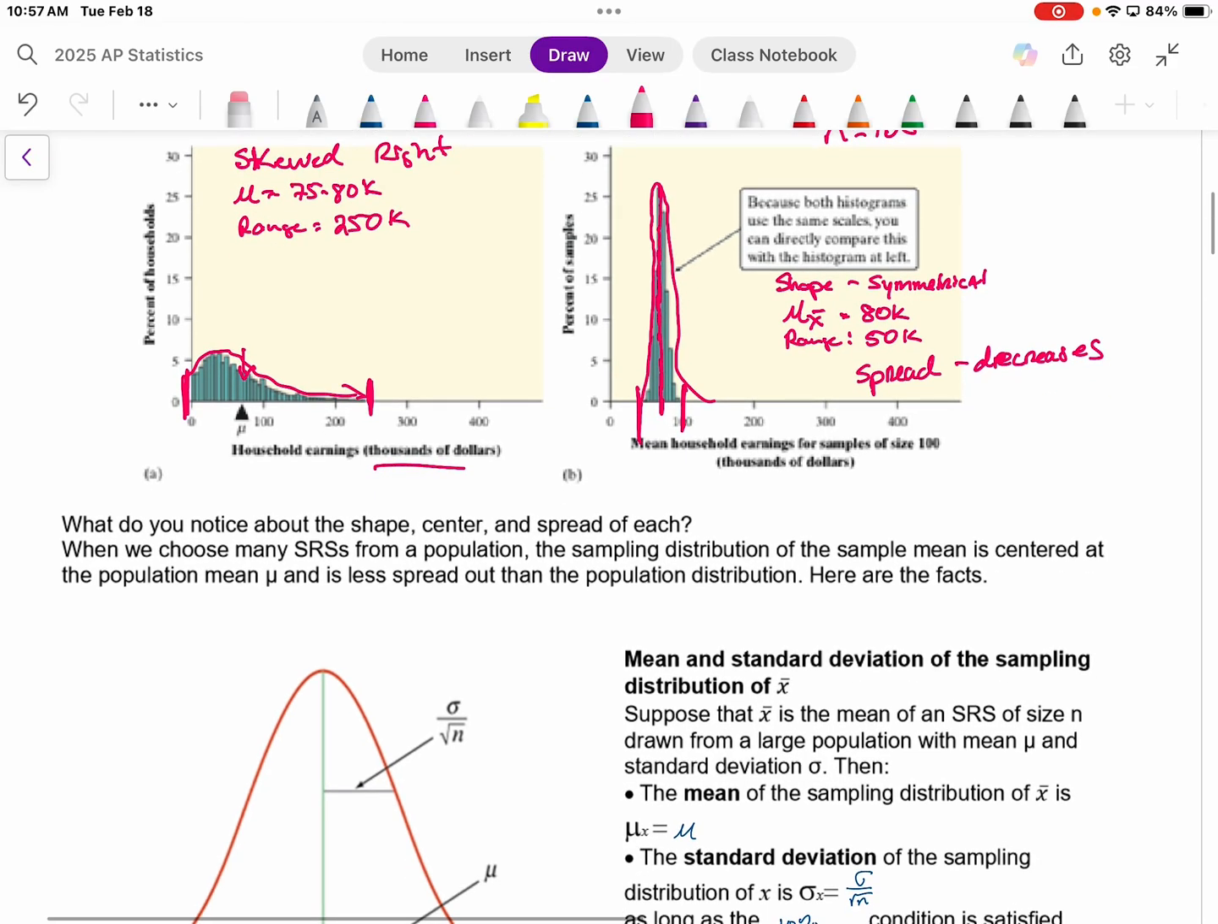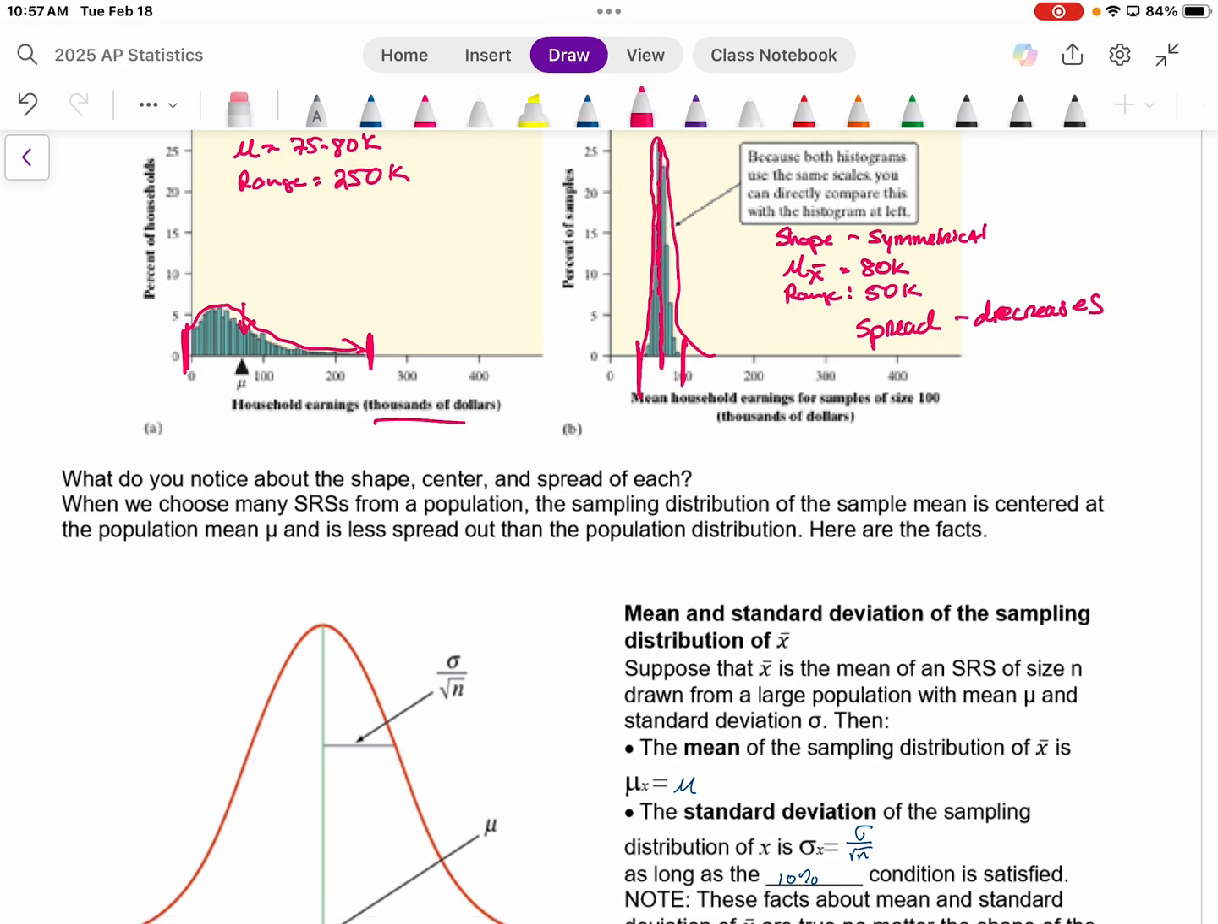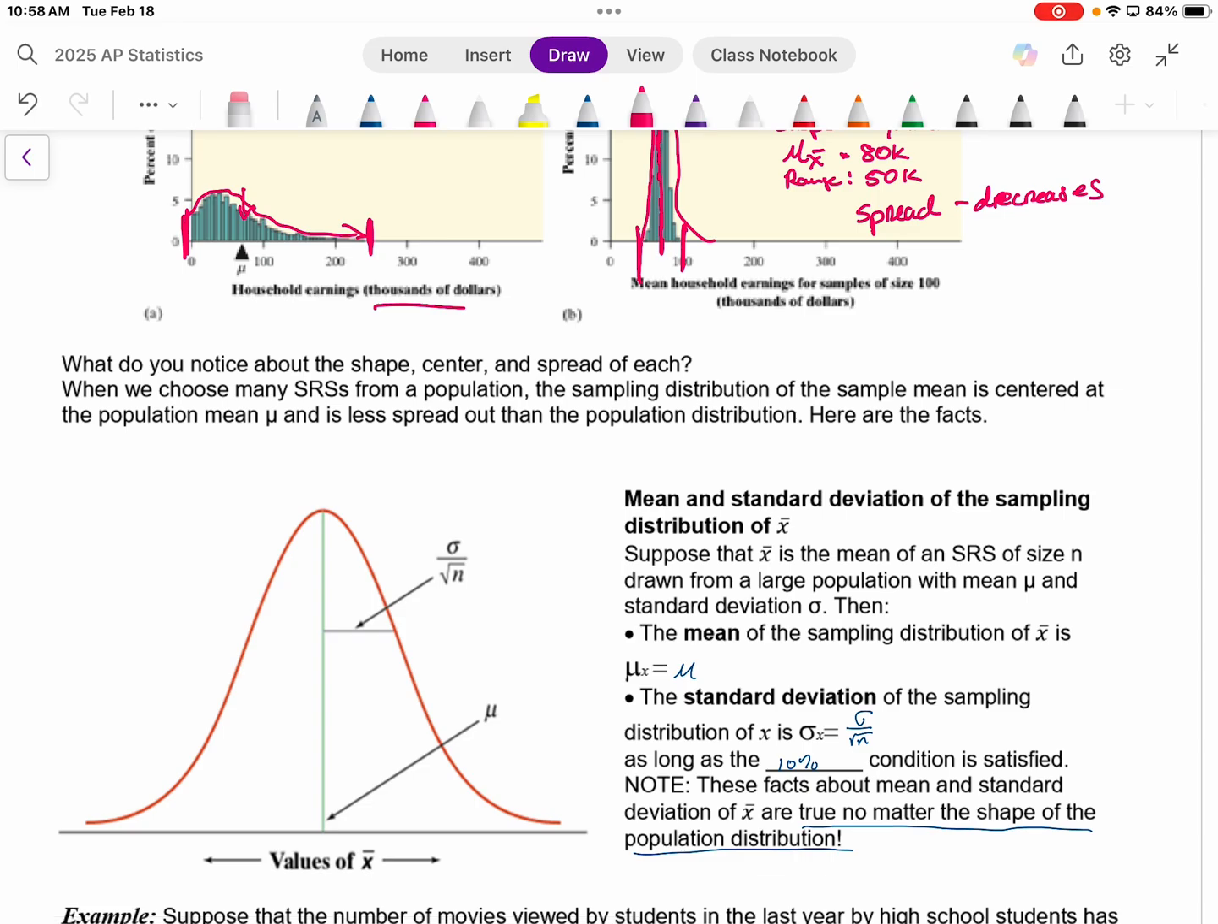All right, so some fundamental notes here. When we choose many simple random samples from a population, the sampling distribution of the sample mean is centered at the population mean mu, and is less spread out than the population distribution. Again, here are some of our facts. The mean and standard deviation of the sampling distribution of X bar: if mu is the dead center, then the mean of our sampling distribution, mu X bar, is the same amount. That's how we label it: mu X bar is equal to mu.